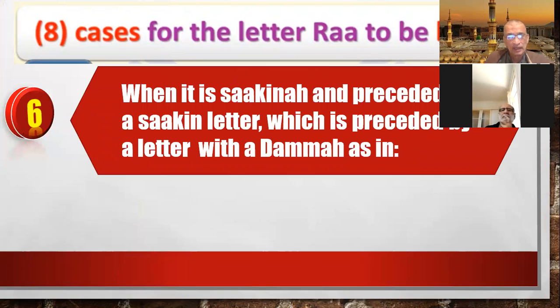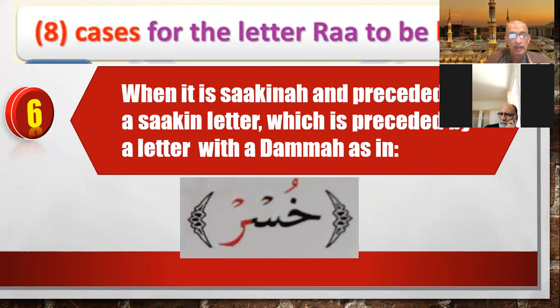Number 6. When it's sakina and preceded by a second letter, which is preceded by a letter with a Damma. Again, when it's sakin and preceded by sakin preceded by Damma, like Khusr. Look at Ra here. Sakina, preceded by sakin preceded by Damma. It is very, very easy until now.